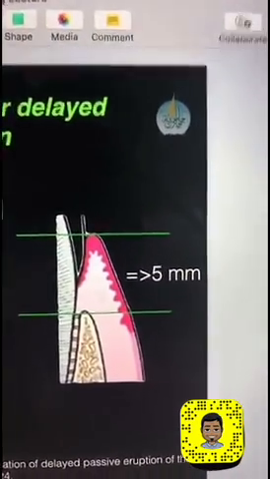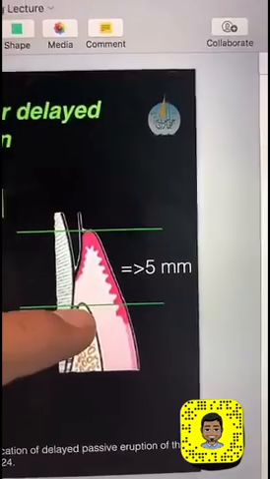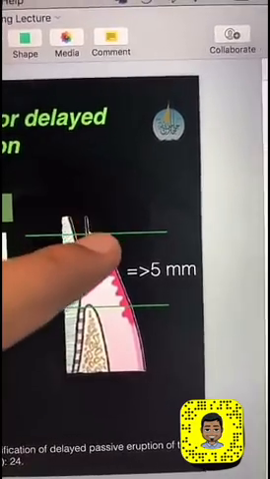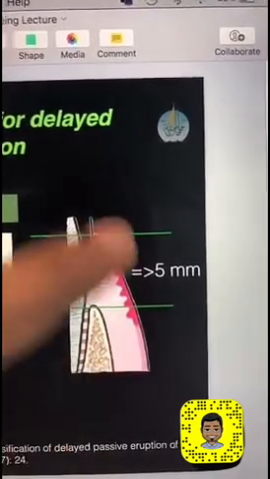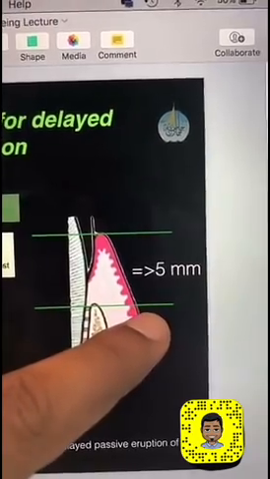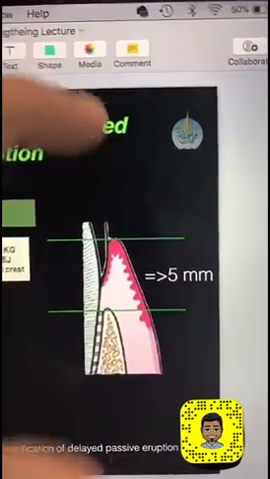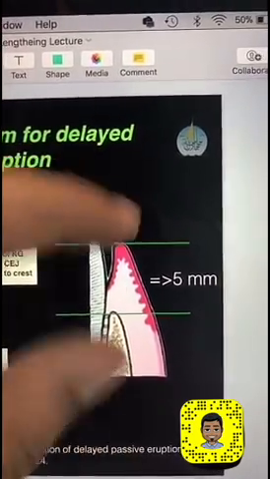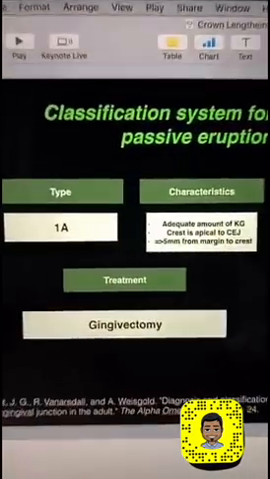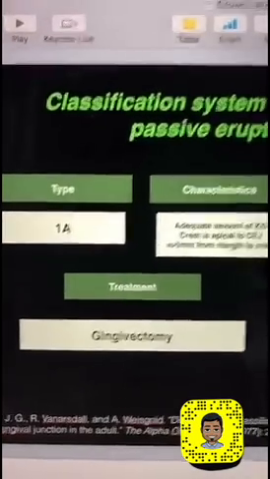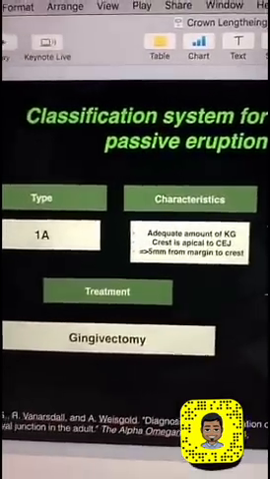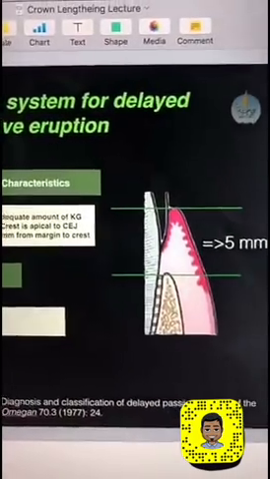So, a question for you guys. Let's assume the distance between the crest and the bone is 5 millimeters, and we have a lot of keratinized gingiva. That means the biologic width here is normal. There is an excessive dimensional area. So the treatment of choice for a case like this is gingivectomy. This case is classified as 1A, and the best treatment option is gingivectomy. Never forget that. We know what 1A is.